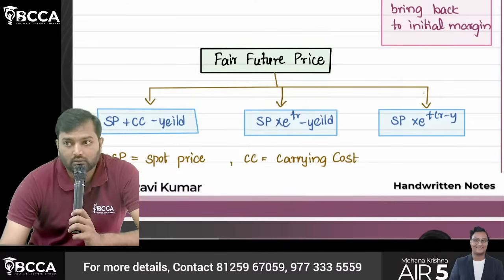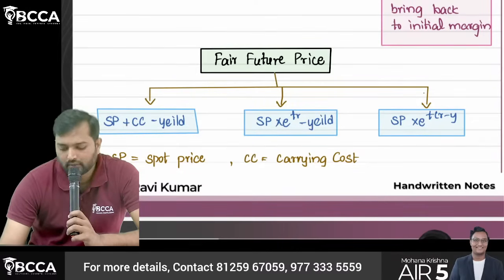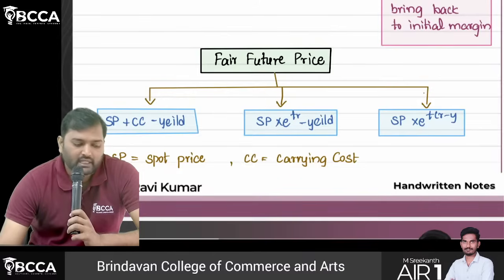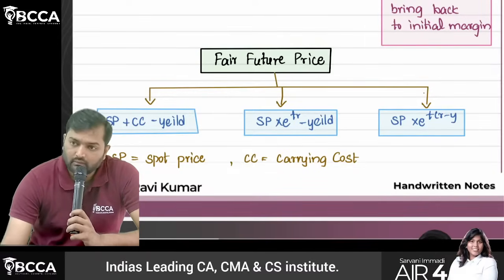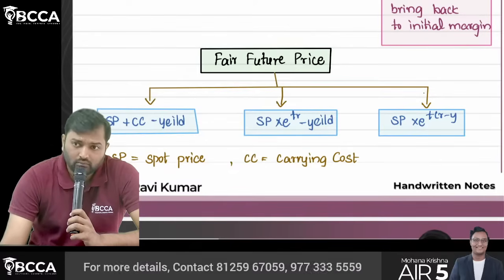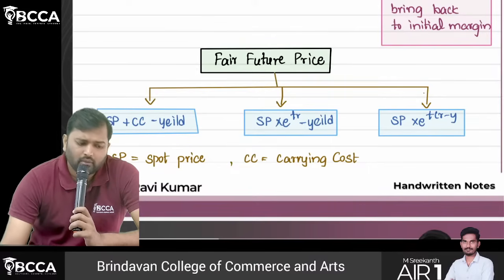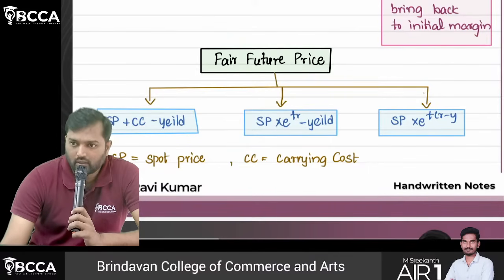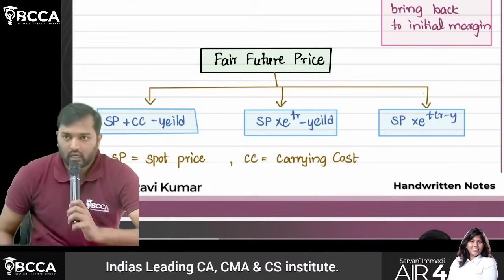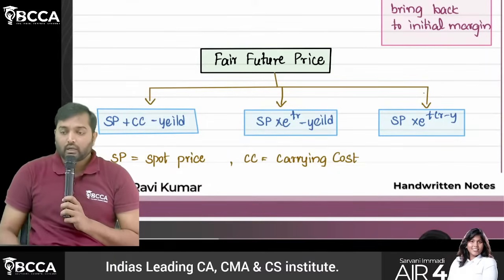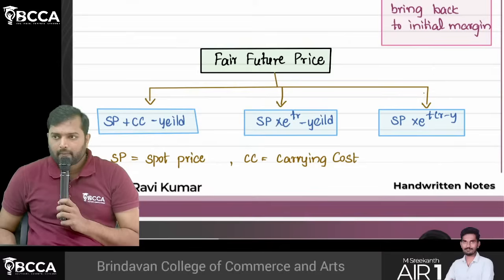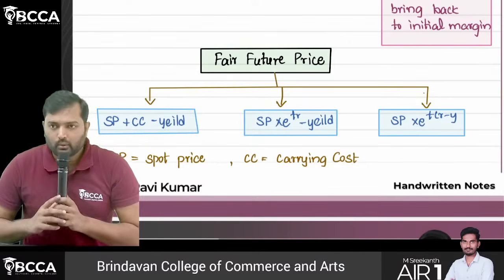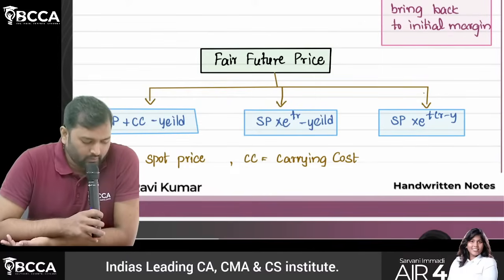Yield means return. What is the meaning of yield? Return. So if yield is given in percentage, then what is the formula? Spot price into e power T into (R minus Y). Why R minus Y? R is the carrying cost, minus Y is the yield. Rate of interest will be given in percentage, and yield is also in percentage. So we can directly apply spot price into e power T into (R minus Y).